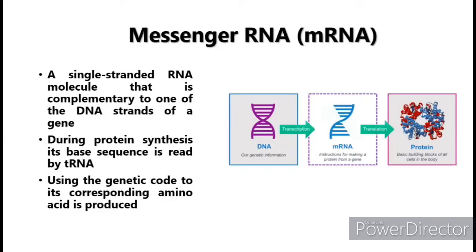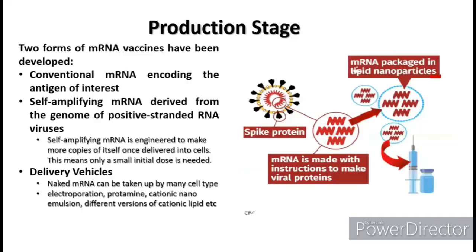Now, what is mRNA? mRNA is a single-stranded genetic material that is translated into protein at the ribosome. There are two forms of RNA vaccine: conventional mRNA that encodes the antigen of interest. On the other hand, there is the self-amplifying mRNA-based vaccine. It differs from the conventional one as it includes genetic replication machinery. It is engineered to make more copies of itself once delivered into the cell. This means only a small initial dose is needed.